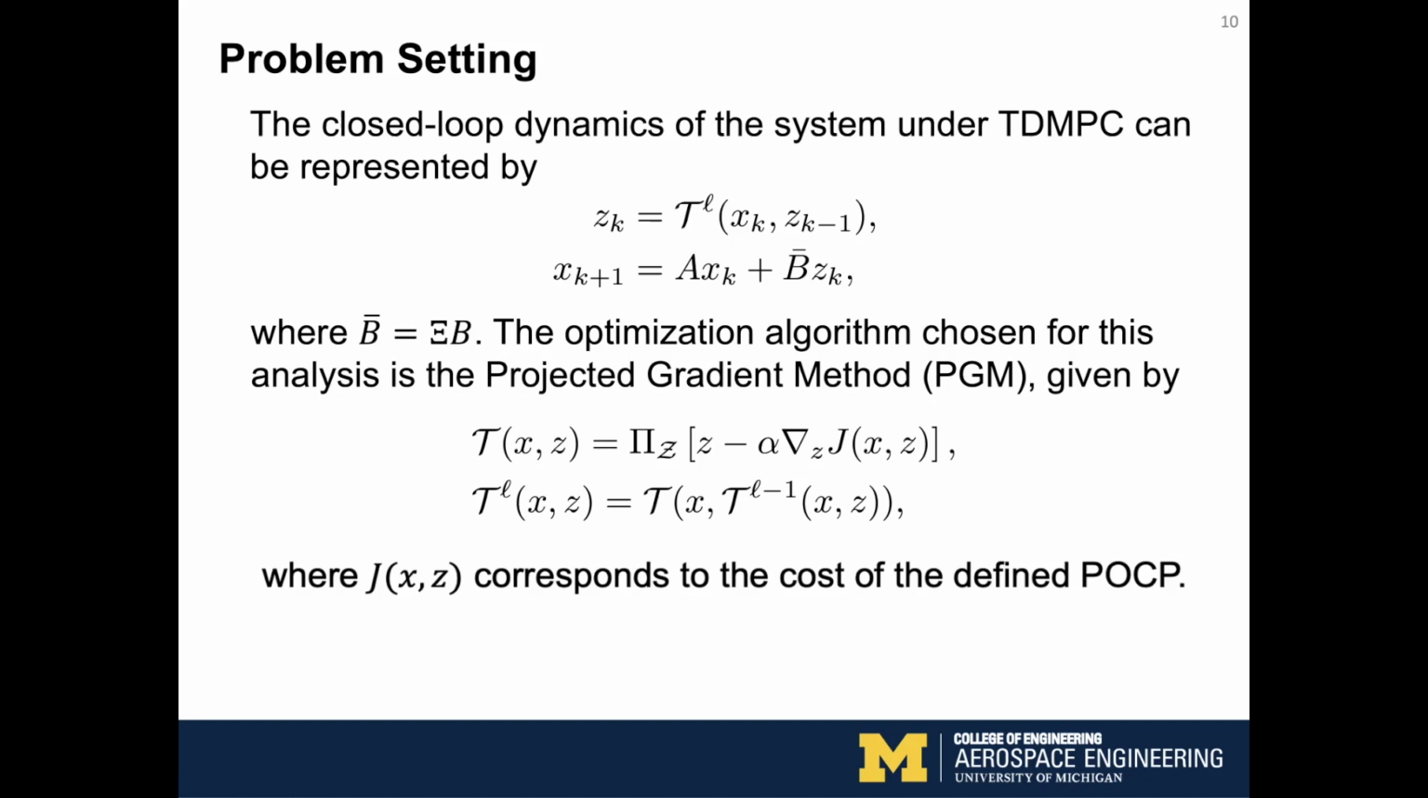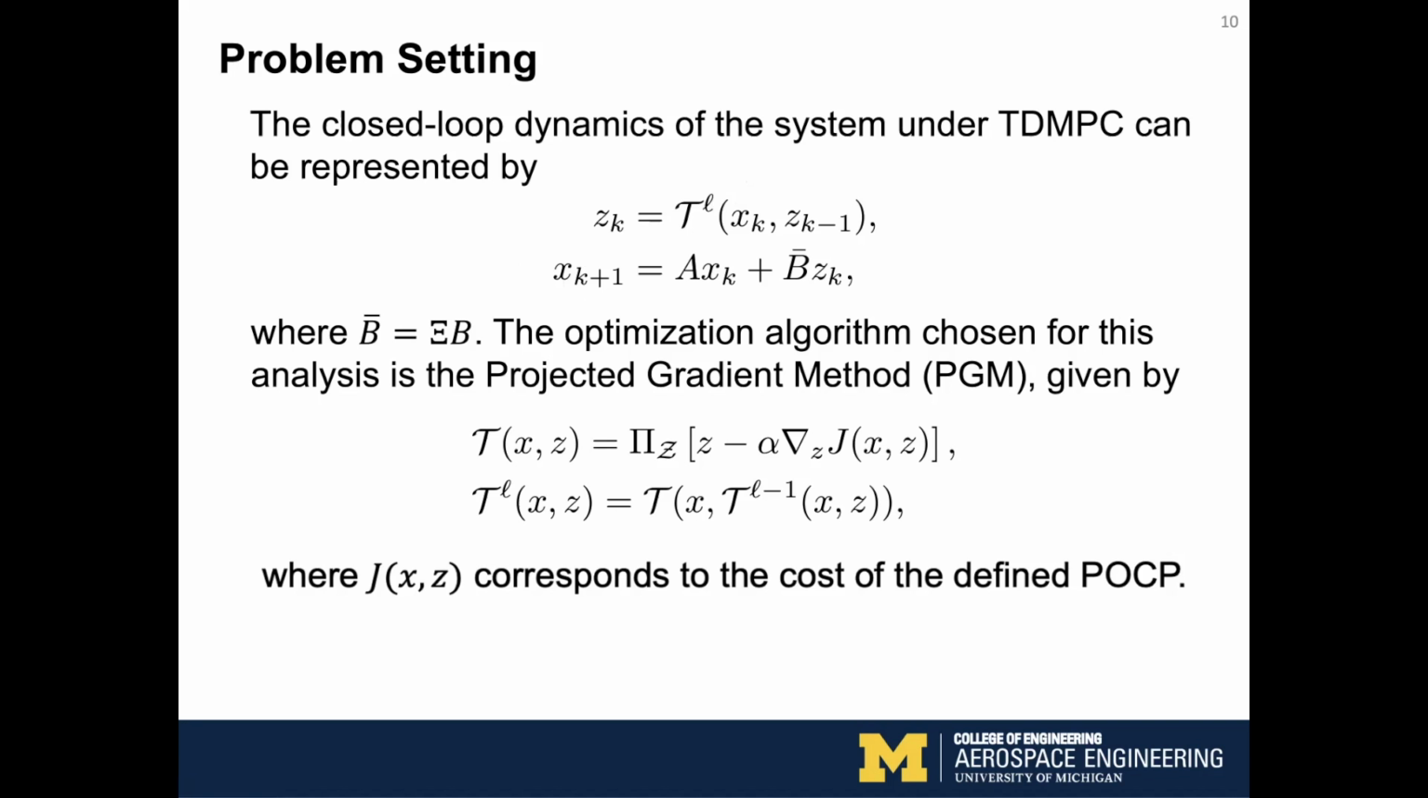So as previously discussed, the closed-loop dynamics of a system controlled by time-distributed model predictive control can be represented by an expanded state space system. And here, the optimal control problem solution estimate Z sub k evolves according to some optimization algorithm T under a fixed amount of iterations L, and the plant dynamics evolve according to our given LTI system.